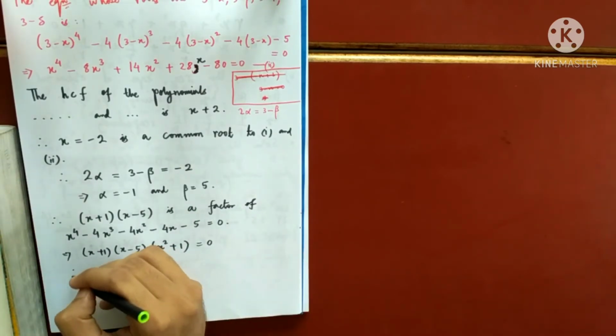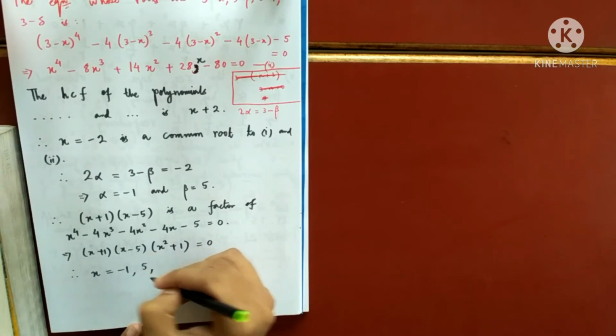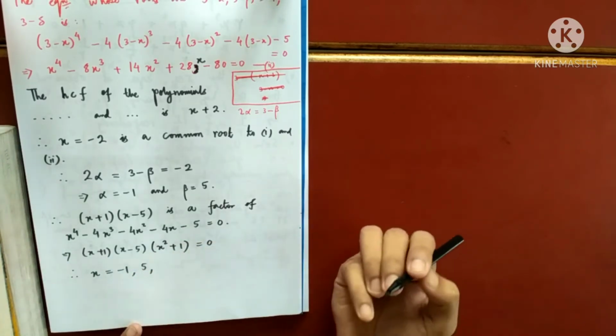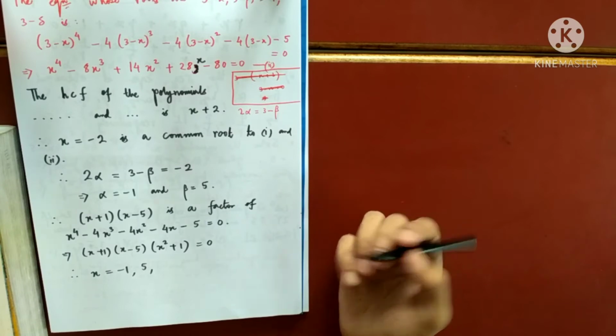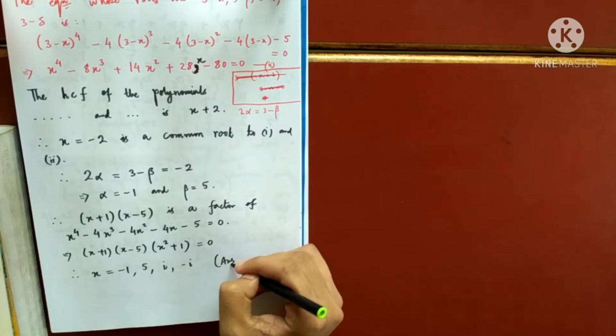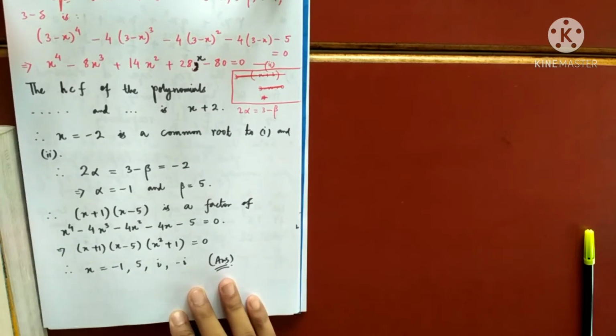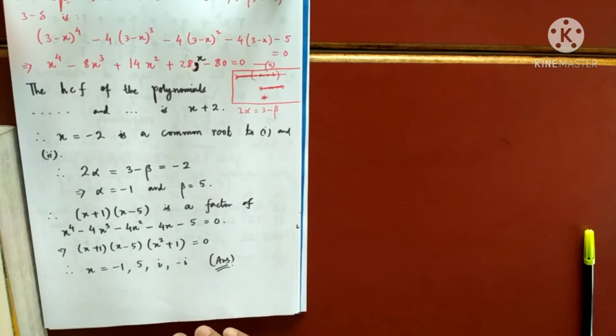To solve it, therefore, from here I am already getting minus 1. From here I am already getting 5. From here I am getting root over of minus 1, that is plus i or minus i. So i, minus i. So these are the roots of the original equation. So if you have any doubts, you may ask, but from exam's point of view, this is one of the most important questions that is asked from transformation of equations.